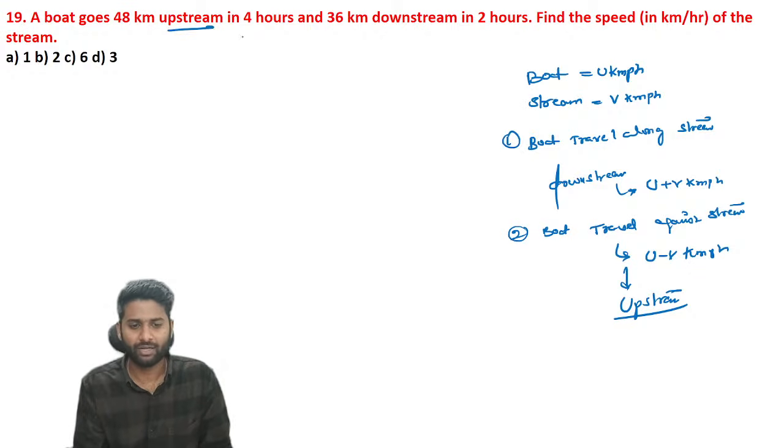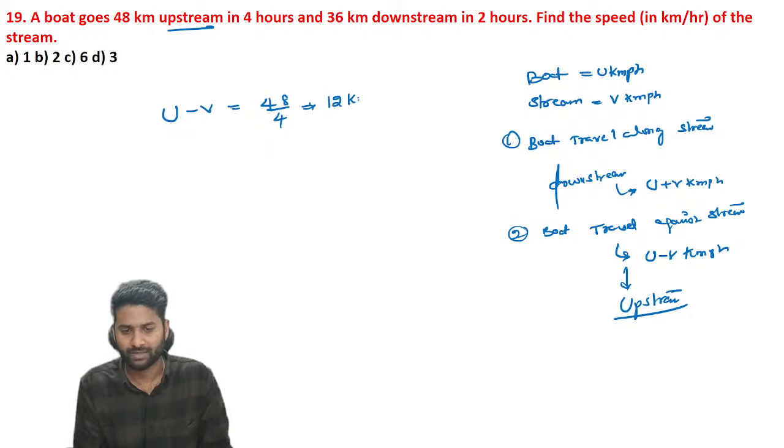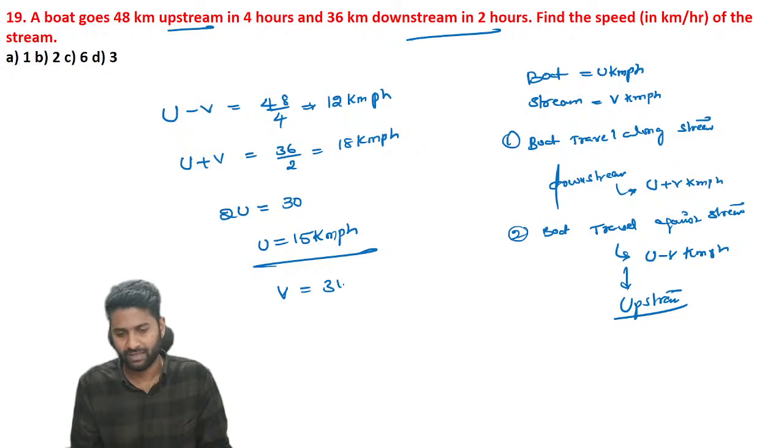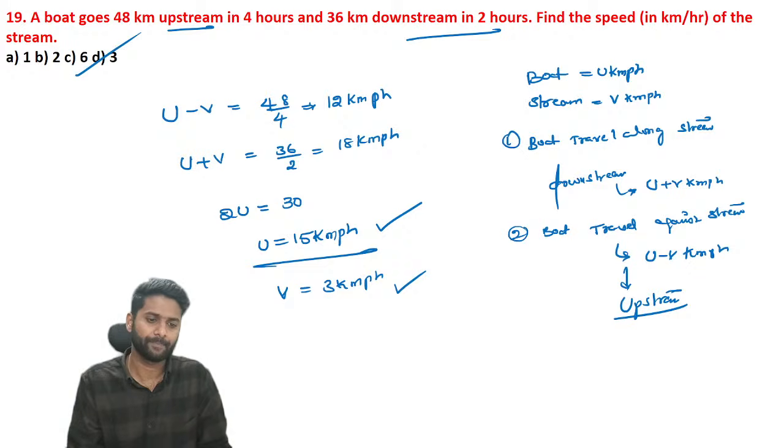Now see, 48 kilometers in 4 hours upstream. u minus v is equal to 48 by 4, which is 12 kilometer per hour. Downstream is along with the stream, 36 kilometers in 2 hours, which is 18 kilometer per hour. If you go through the simplification here, 2u is equal to 30, then u is equal to 15 kilometer per hour. If u is 15, definitely v is 3 kilometer per hour. So u is the boat, v is the stream.